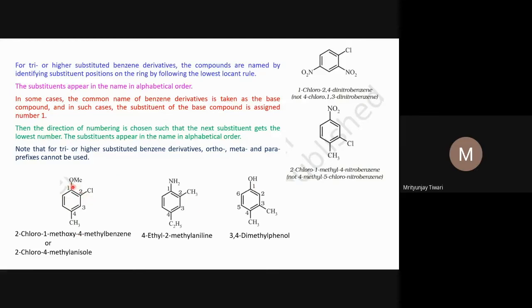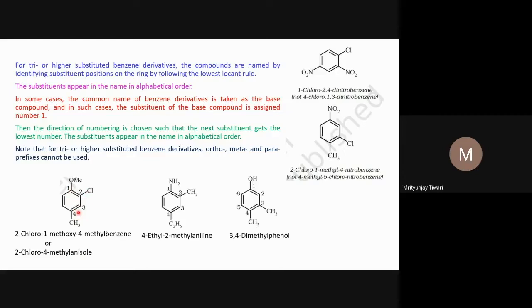Suppose we consider the numbering from here, this group 1, 2, 3, 4, then this compound will be 2-chloro 4-methyl anisole. If I consider anisole, the benzene ring with OMe, as the base compound, then this compound will be 2-chloro 4-methyl anisole. The numbering starts from this group. Even if we don't consider anisole as the base compound, the numbering will start from this group itself, because the lowest locant rule will be followed.